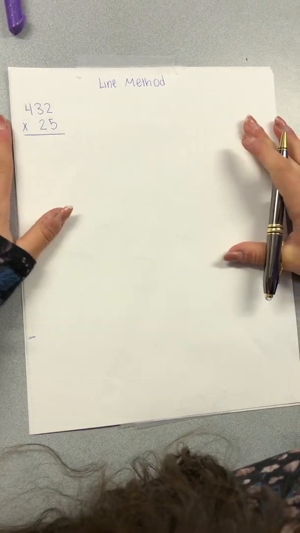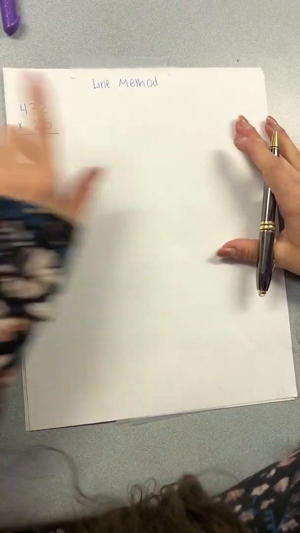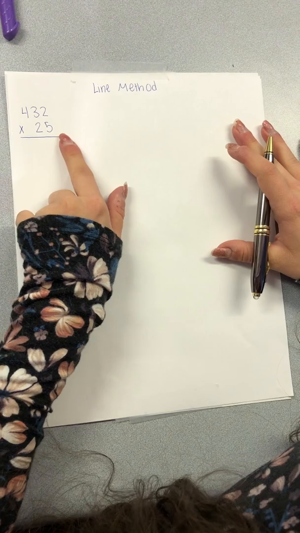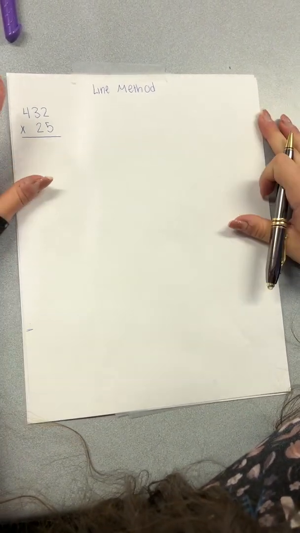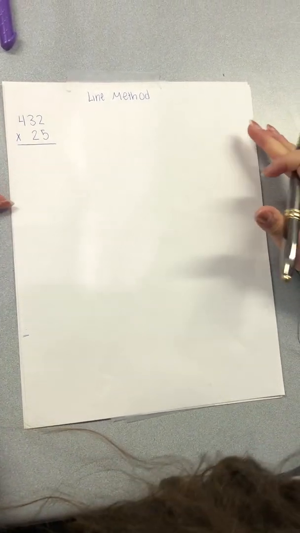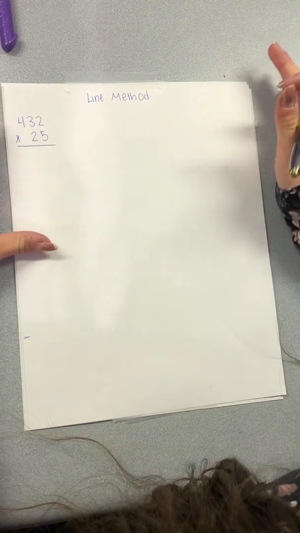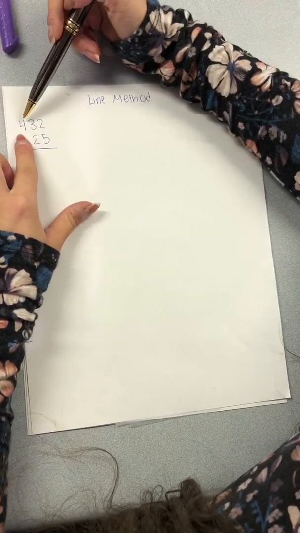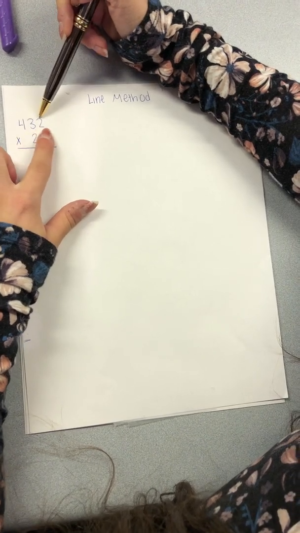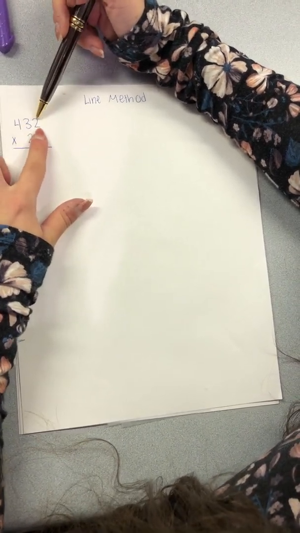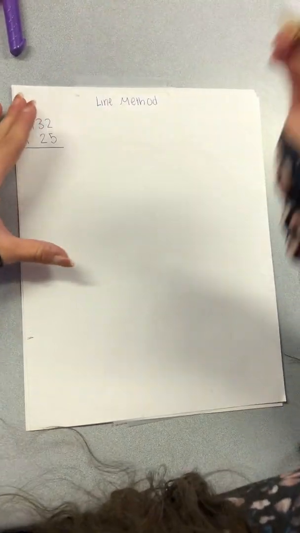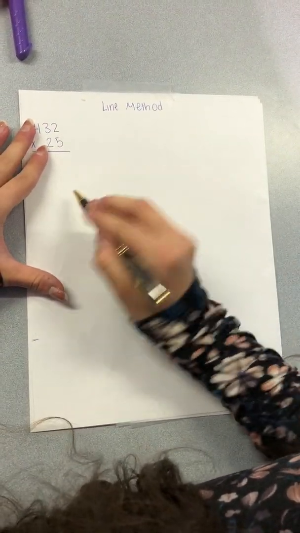Okay, so today we are going to be using the line method to solve the multiplication problem 432 times 25. With the line method, we're going to start with setting it up. We're going to look at our first number, 432, which has 3 place values. So we're going to draw 3 lines to represent each place value.